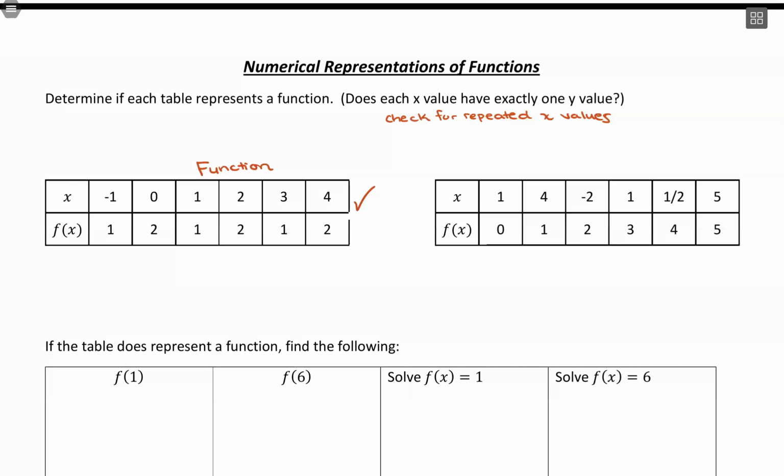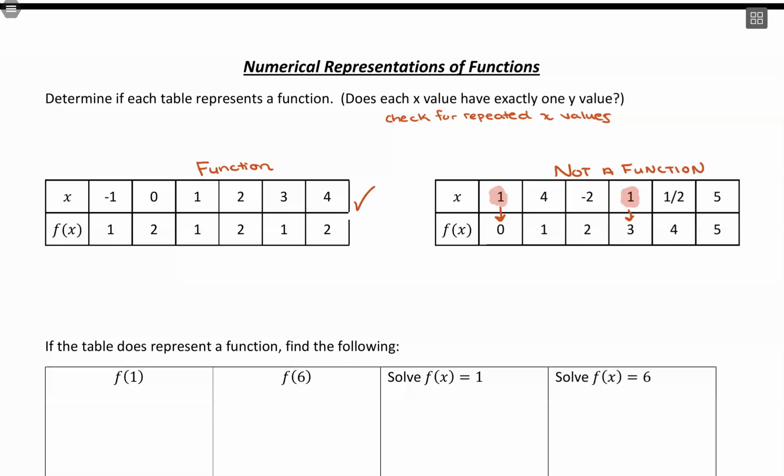Whereas with the second table, what I'll notice is I see x equals 1 and x equals 1. So I have two inputs there, and they map to different outputs, and that's not okay. So this is not a function. So for every input, there should be one output, and in this table, there's too many.